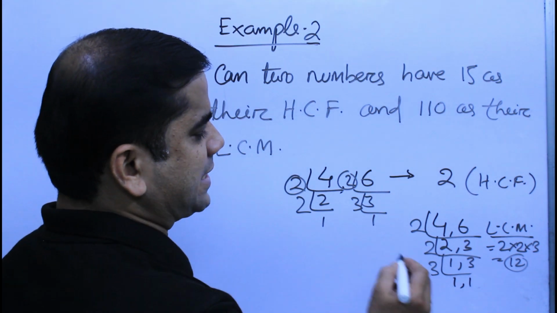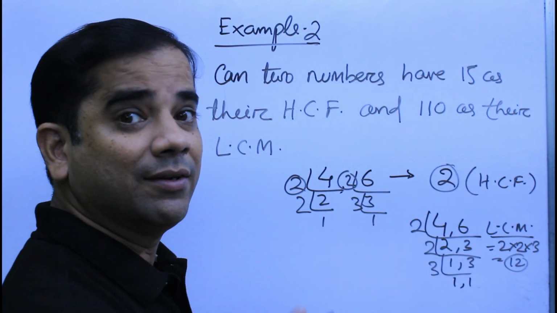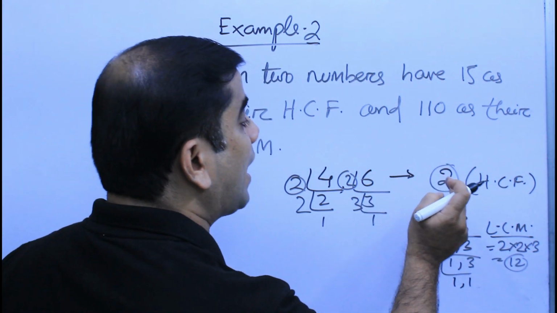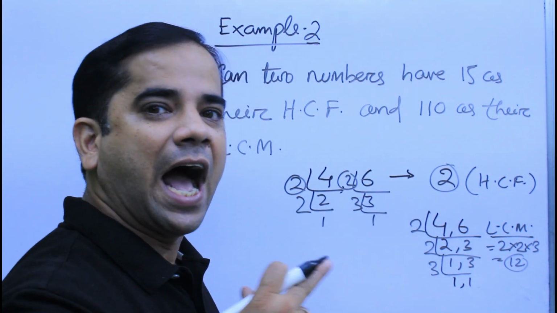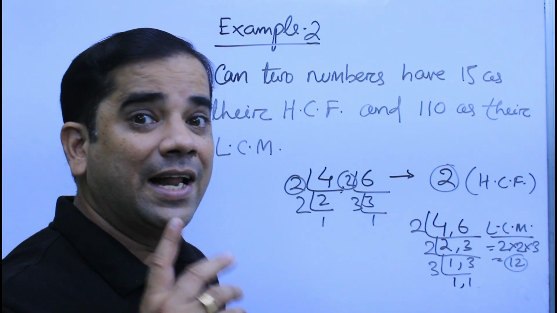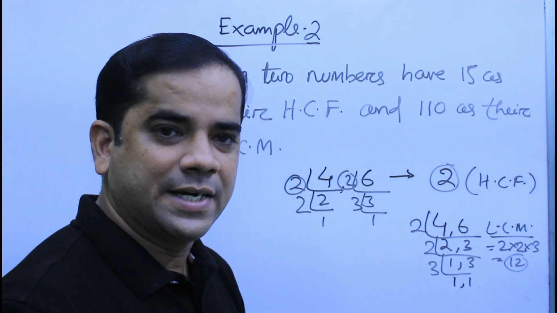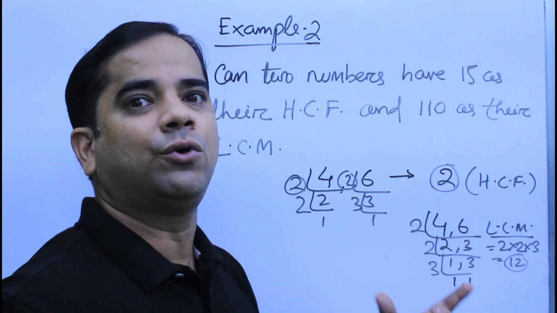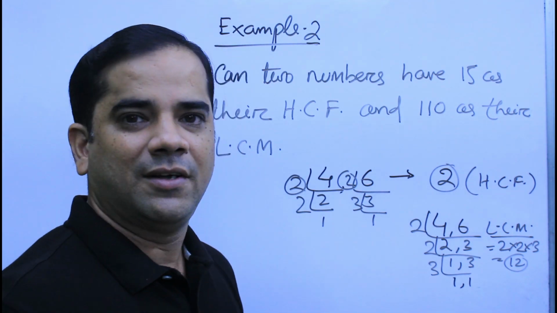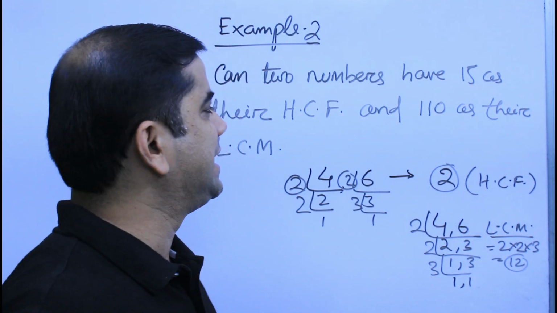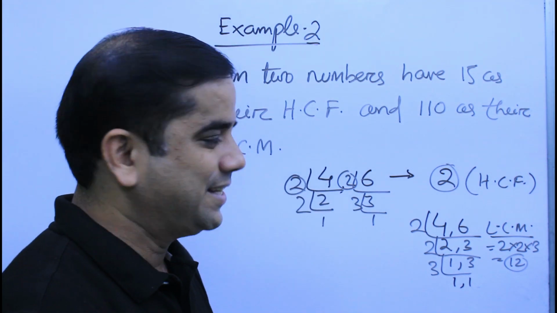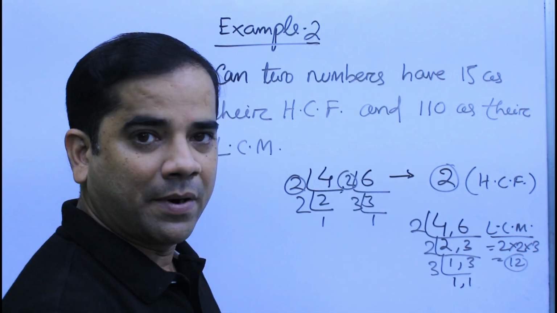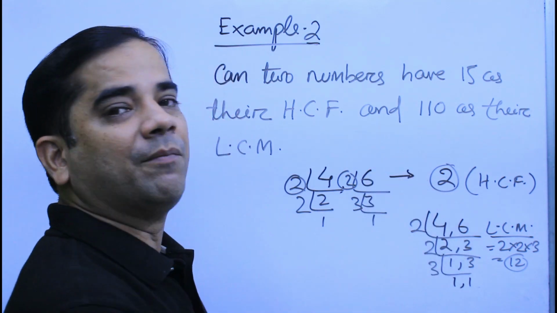So can you find a relationship between the HCF 2 and the LCM 12? Yes. LCM is a multiple of the HCF of 4 and 6. It has to be at any cost. The LCM of any given numbers is always a multiple of the HCF of those numbers. Always you need to remember this. If you remember this, you can very easily solve these kind of problems. So as we can clearly see, the LCM of given numbers is a multiple of their HCF.